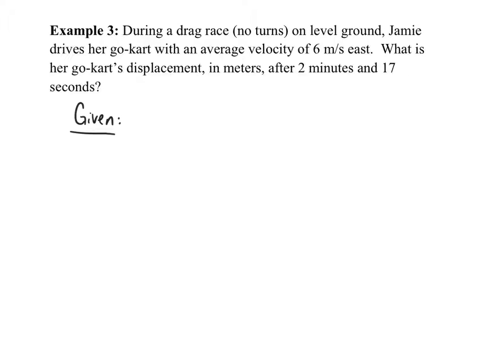So what is given in this problem? What values are given? Time and velocity. Very good. And it's average velocity in this. Oh, actually, does it say? Yeah, average velocity, which is different than just saying velocity. Let's keep that in mind. So those values are given. Time is 2 minutes, 17 seconds, and the average velocity is 6 meters per second.